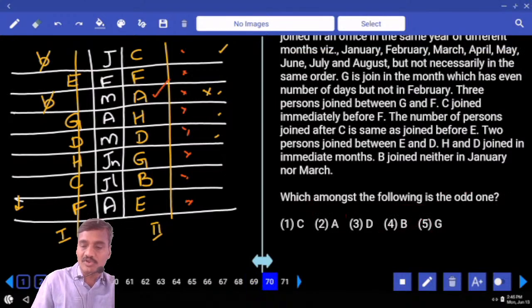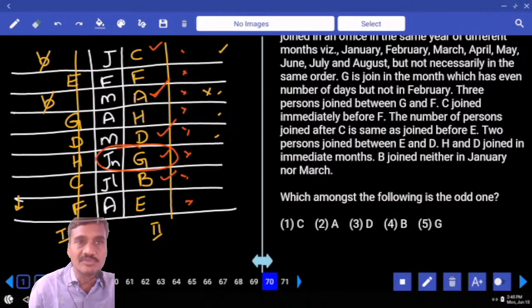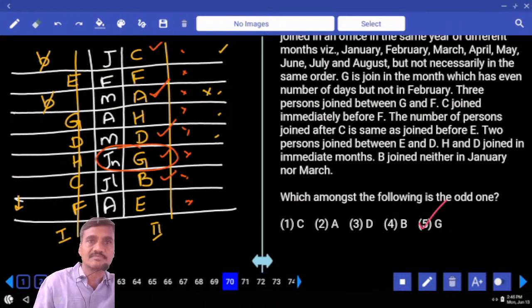And which among the following is the odd one? C, A, D, B, G. Now C, A, D, B and G. Yes, tell me what is your answer? C joined in the month of Jan, A in the month of March, D in the month of May, B in the month of July, except G. The remaining 4 persons joined in the month which is having 31 days, but G joined in the month which is having 30 days. Hence, what is your answer? Choice 5, question number 70.